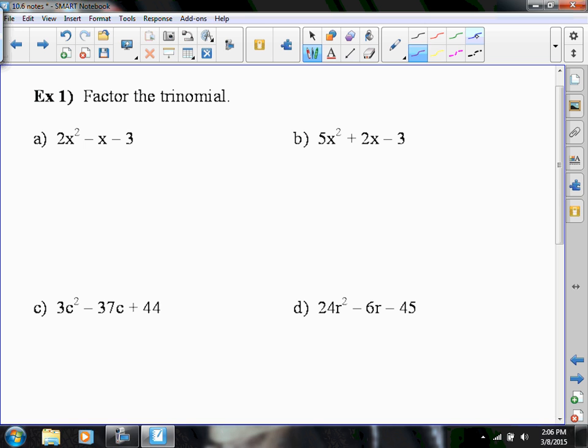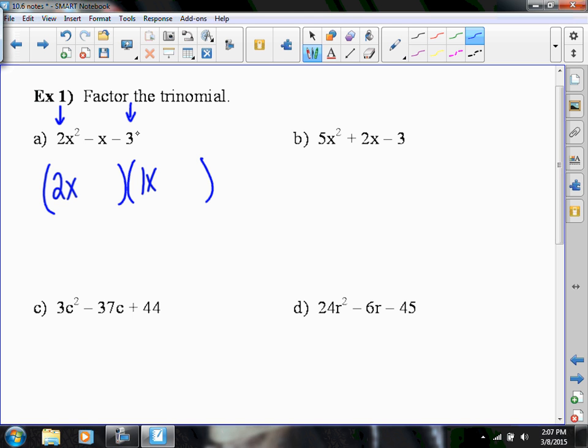And remember, whatever method you pick, you still get the same answer. So for example 1, part A, I have 2x squared minus x minus 3. So no matter what method I use, I need the factors of 2 and the factors of 3. Well, the factors of 2 are just 2 and 1. So I'm going to have a 2x and a 1x. And the factors of 3 are going to be a 1 and a 3.